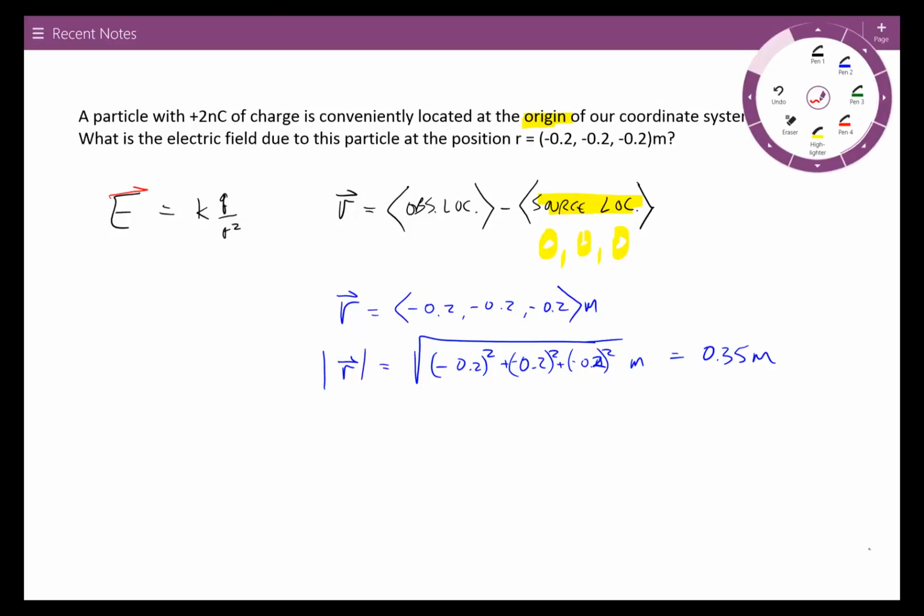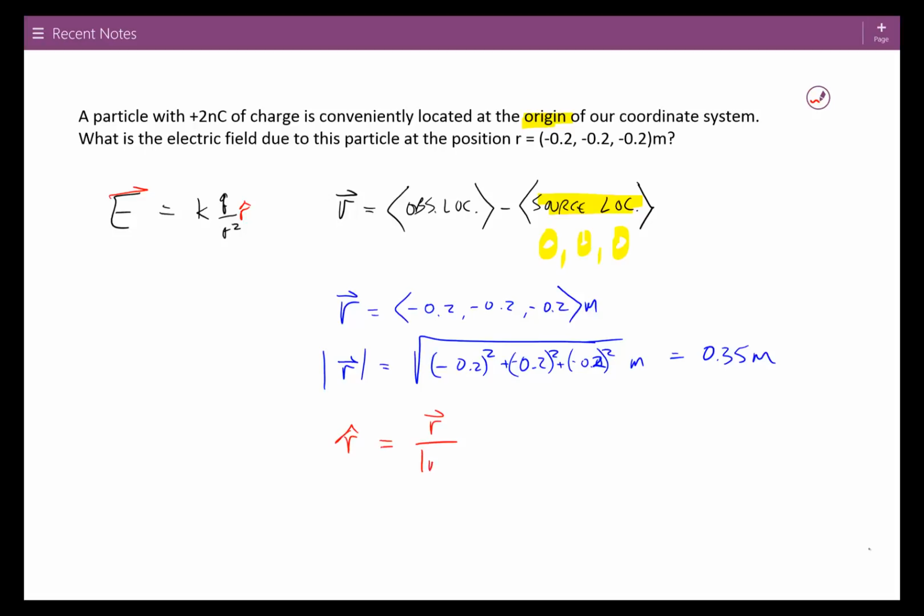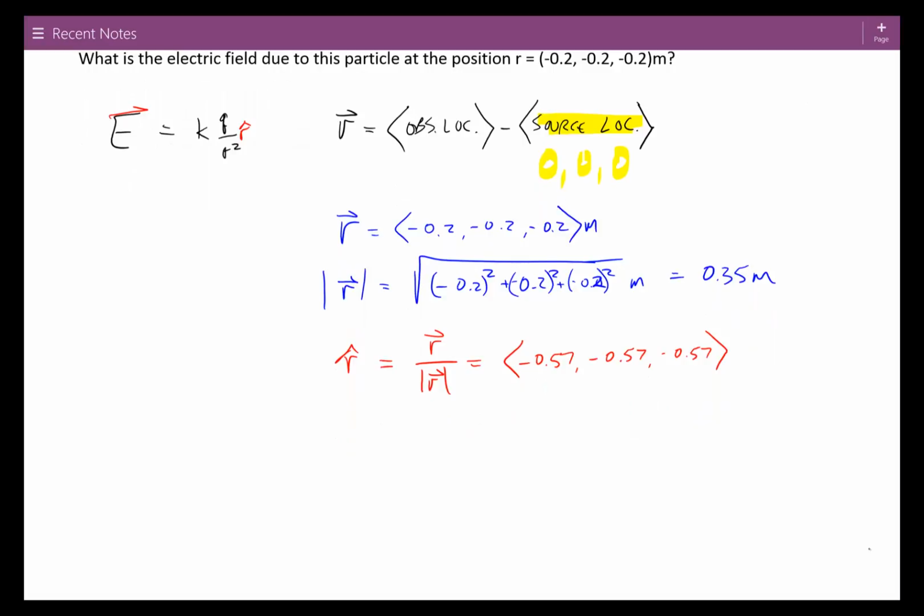Now, our electric field, if we're looking for a vector form of this, then we're going to need to find our unit vector, which will be relatively simple given the fact that we just found the magnitude of our vector. And so plugging and chugging those numbers leads to a unit vector that points in a bunch of negative directions, all of them. It's a negative field here, so to speak. And now we can apply all of this information and actually get the electric field.